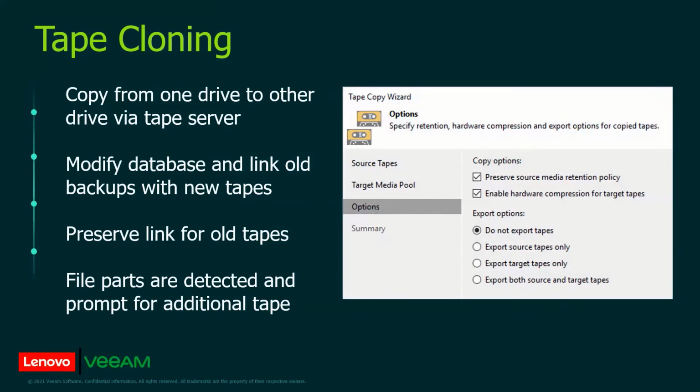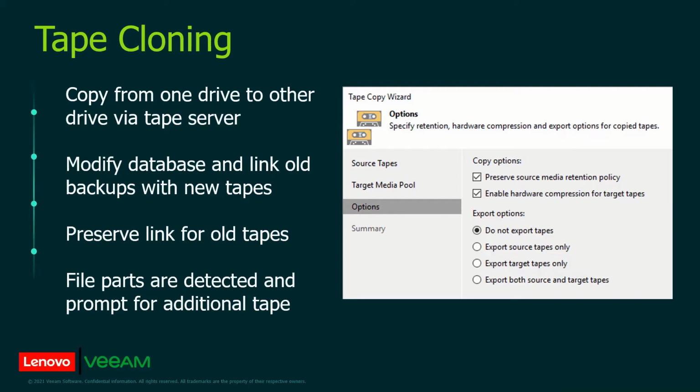With V11, one of the things that we've added is tape cloning. So for instance, if I wanted to take an older backup that's on tape, maybe it's LTO6 sort of media, maybe I've already migrated to LTO7 or 8.